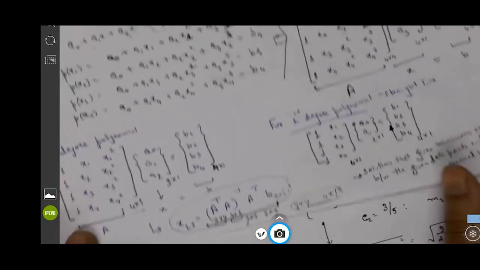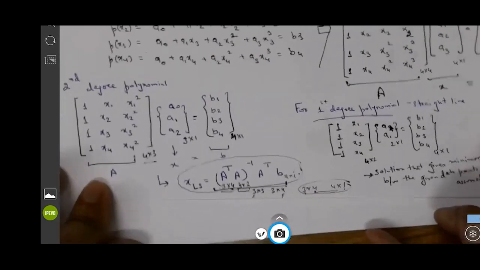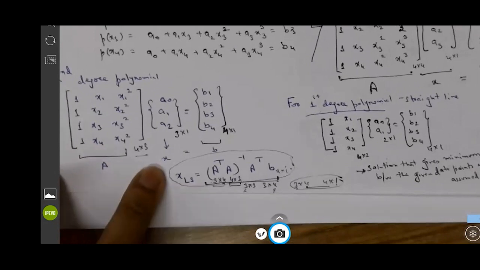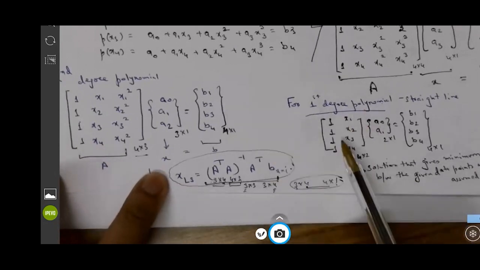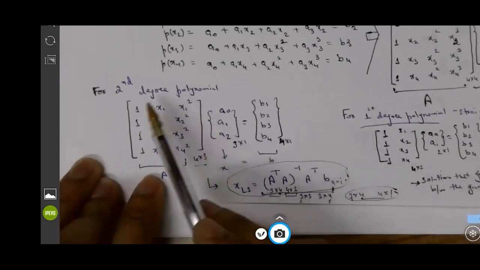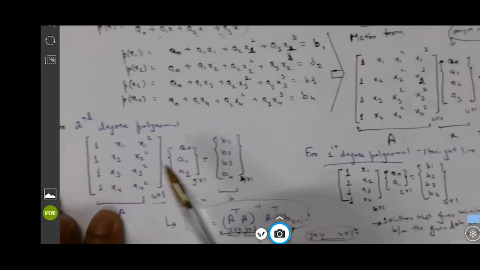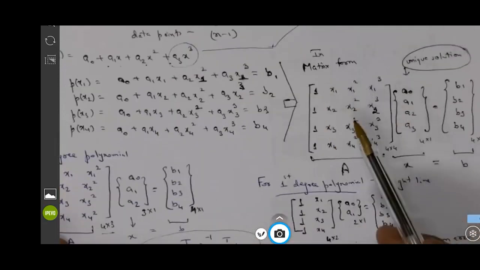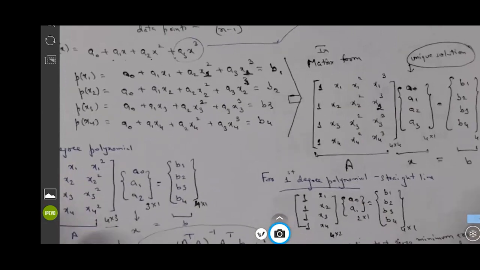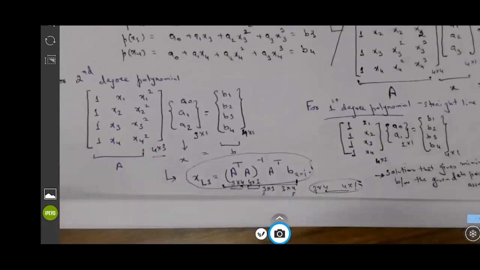So what we were discussing is that when I was trying to fit a straight line, my A matrix was built like this. But if you are going to fit a second degree polynomial, the A matrix will look like this. If you are going to fit a third degree polynomial, the A matrix will look like this, and the B matrix will look like this. Okay. Got it. Any questions, guys, so far?